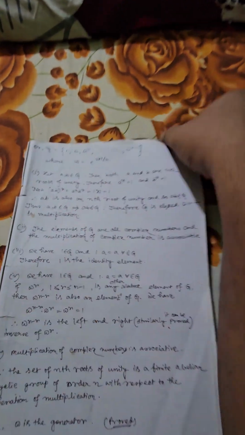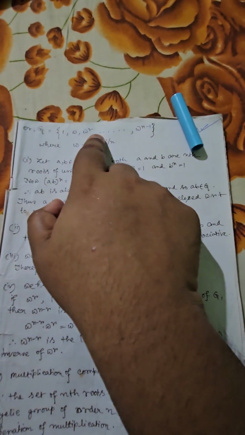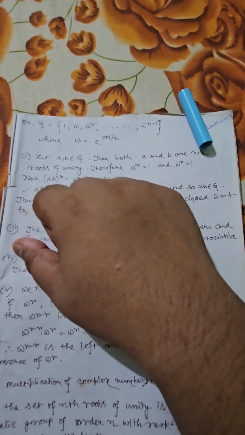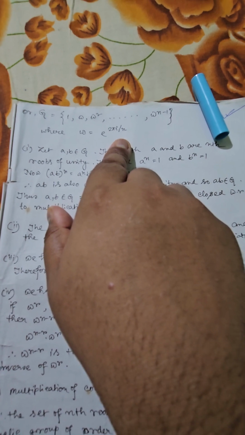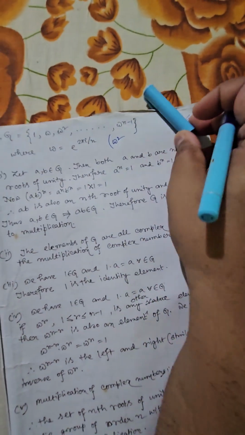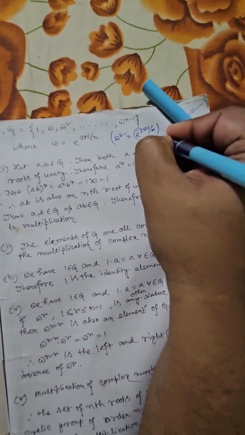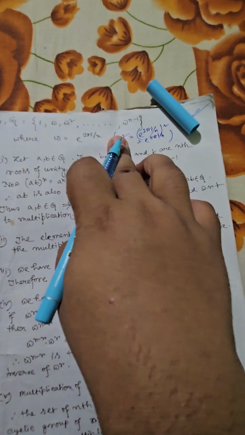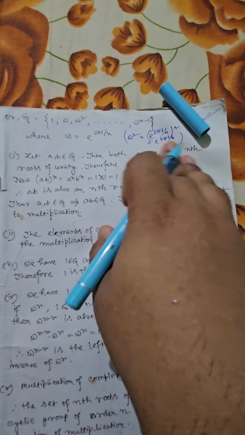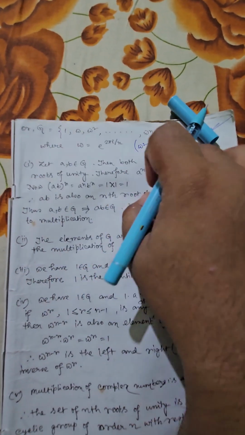Now G can be rewritten in this form: 1, omega, omega square, dot dot dot, omega to the power n minus 1. Why? Because for simplicity I have taken omega equals e to the power 2 pi i by n. Now you can easily understand, if I want to find omega square, what will be the value? e to the power 2 pi i by n, its whole square, so that means e to the power 4 pi i by n. Similarly, omega cube will be e to the power 6 pi i by n. So that's why all possible elements can be listed as 1, omega, omega square, dot dot dot, omega to the power n minus 1.